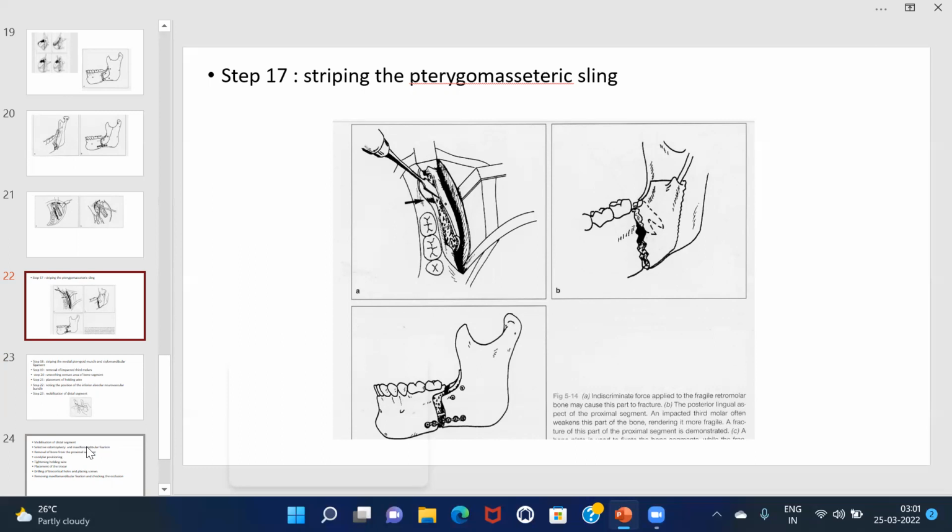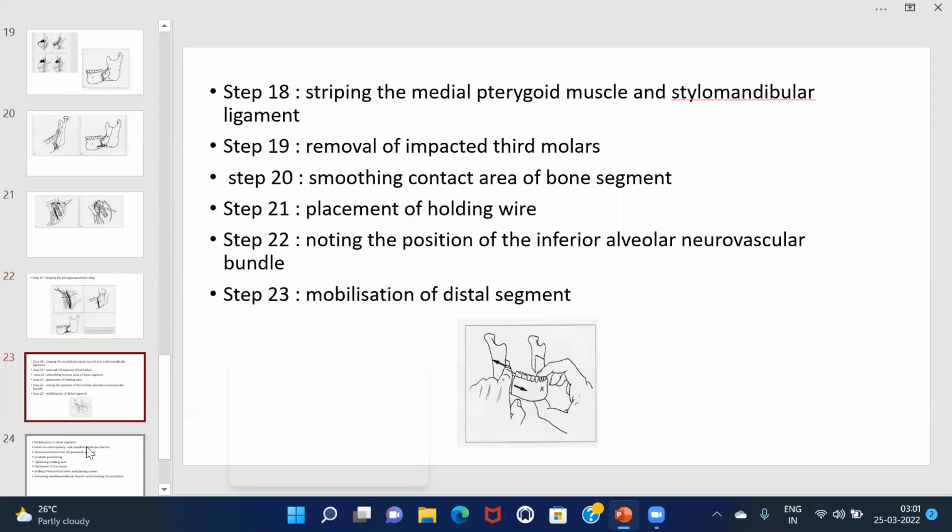Now, step 19, removal of the impacted third molars. It is the author's policy to remove impacted third molars at least 6 months before performing a bilateral sagittal split osteotomy. Because this is not always possible, it is often necessary to remove third molars during the sagittal split procedure if they prevent optimal bone contact between the proximal and the distal segments. The clinician should be careful not to fracture the retromolar bone or lingual cortex, or damage the neurovascular bundle during tooth removal.